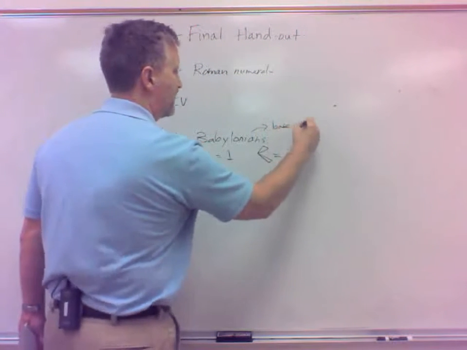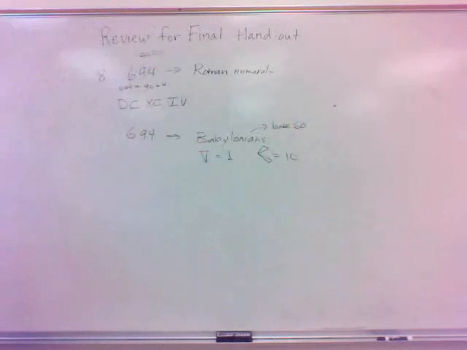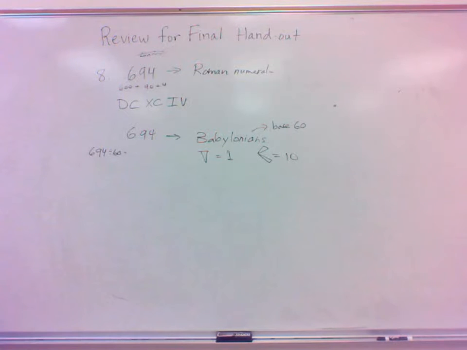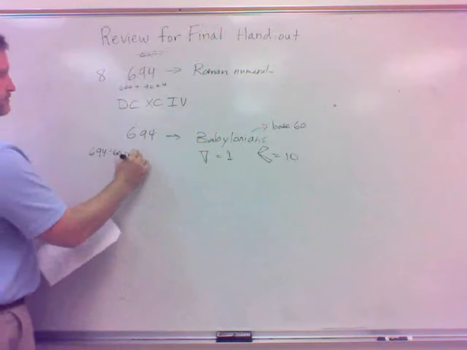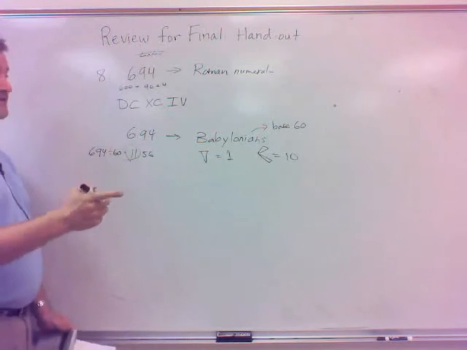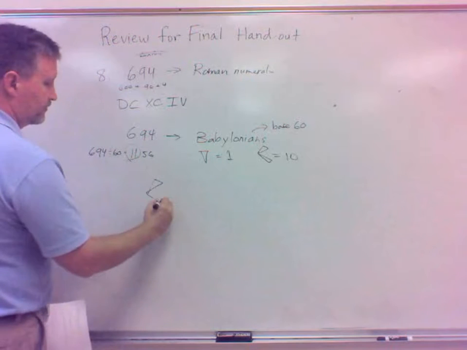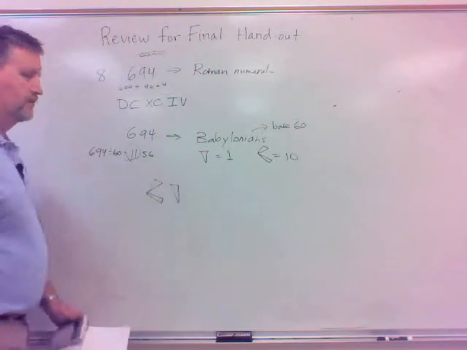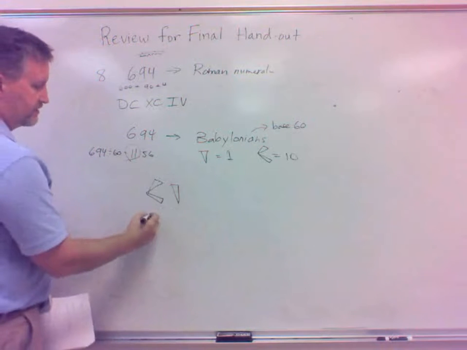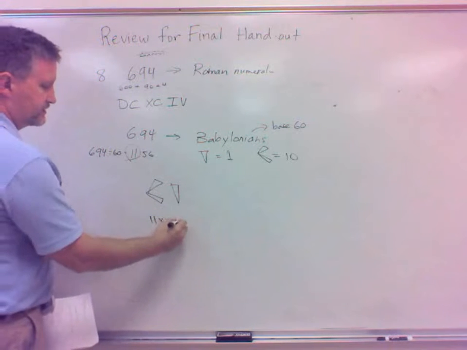So I'm going to divide. I'm going to take the 694 divided by 60. And that's going to give me about 11.56. So I'm going to take the 11 there. I'm going to do a double wedge and a single wedge for 11. But that only gets me so much of it. That's 11 times 60, which is 660.